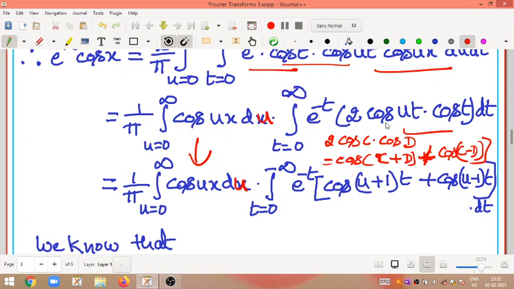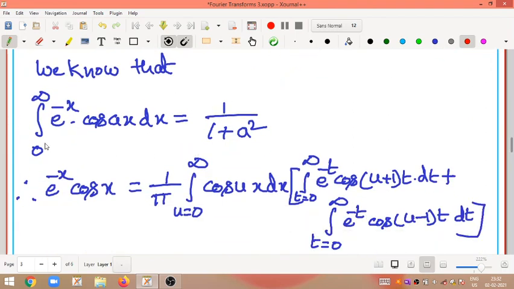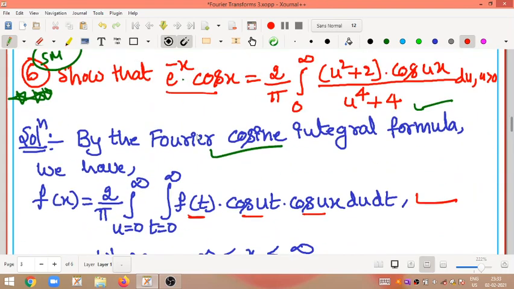So that's why here c is nothing but this one, d is this one. So cos of c plus d, ut plus t. So by taking t as common, u plus 1 plus u minus 1 into t into dt will come. Next, we all know that the integral 0 to infinity e power minus x into cos x into dx value is 1 by 1 plus a square. How this value comes, in this formula we want to apply here.